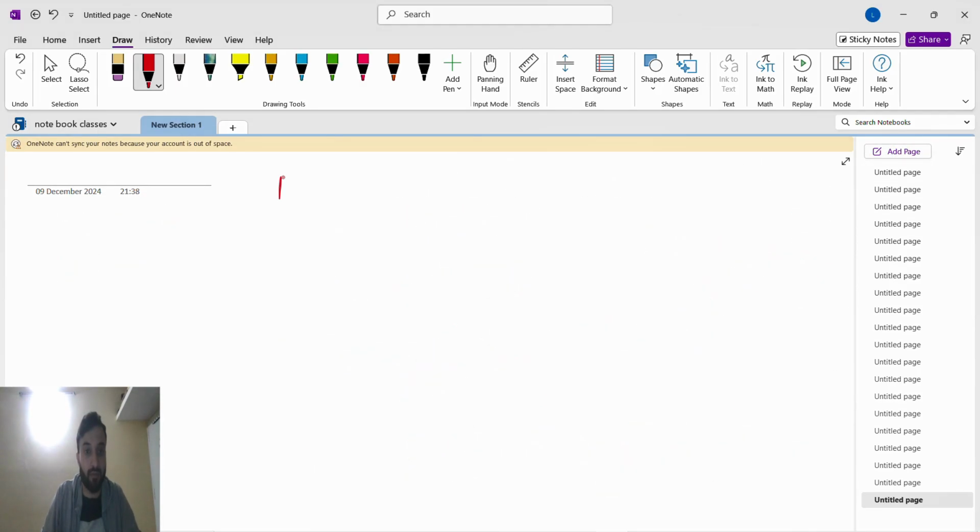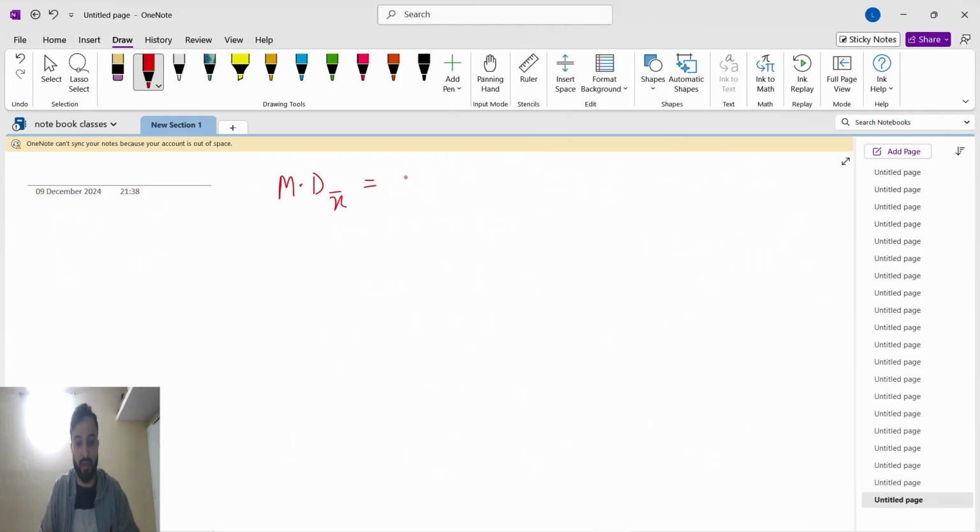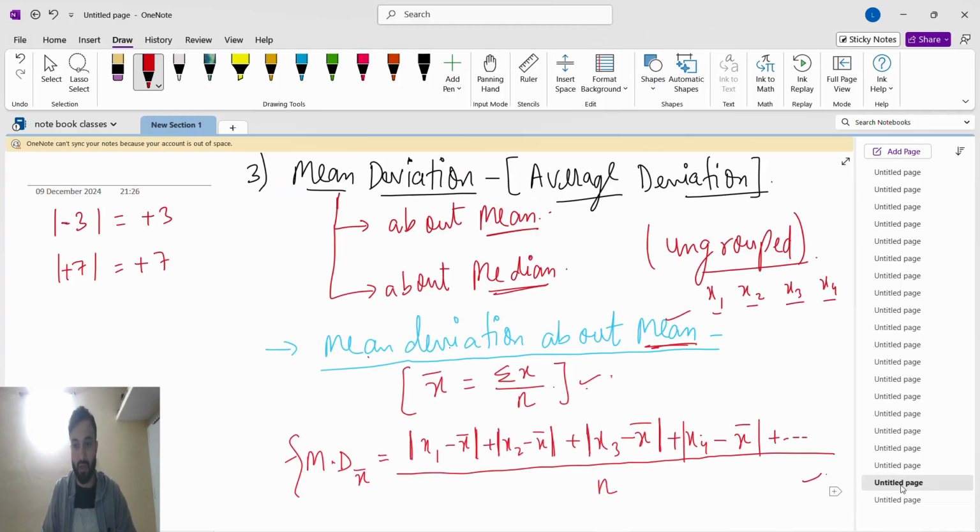But as I have told you, in the examination they will ask for the formula also. This formula they will not ask in the examination; it is just for solving the sum. In the examination you have to write this formula: the mean deviation about mean is the summation of modulus of xi minus x bar, divided by n. This is the formula you write in the examination, and the other is the one we use for solving the sum.